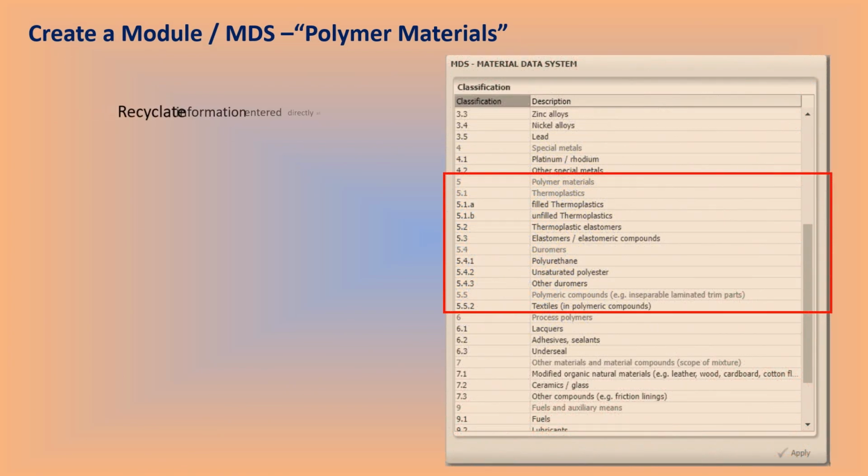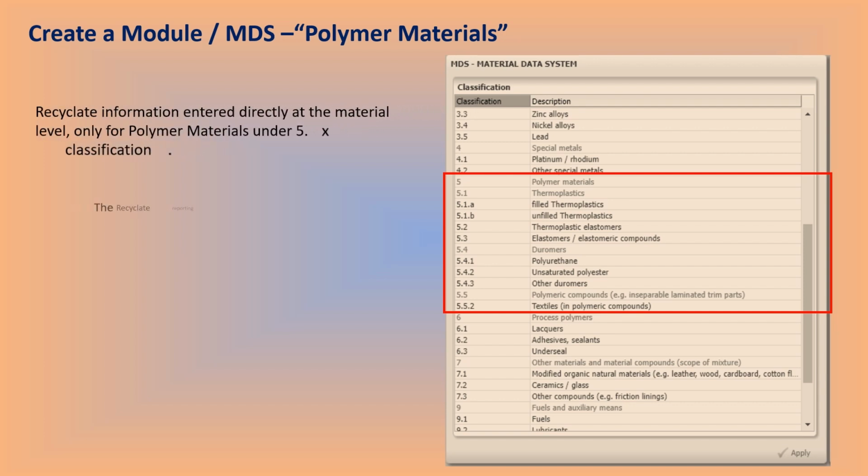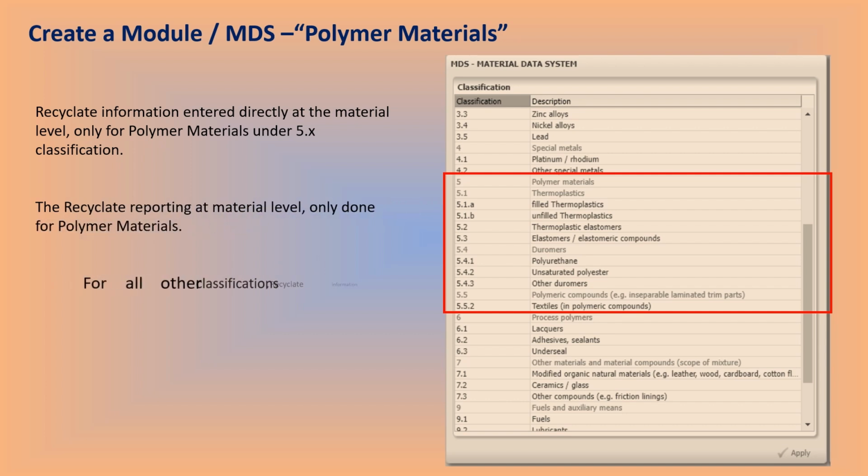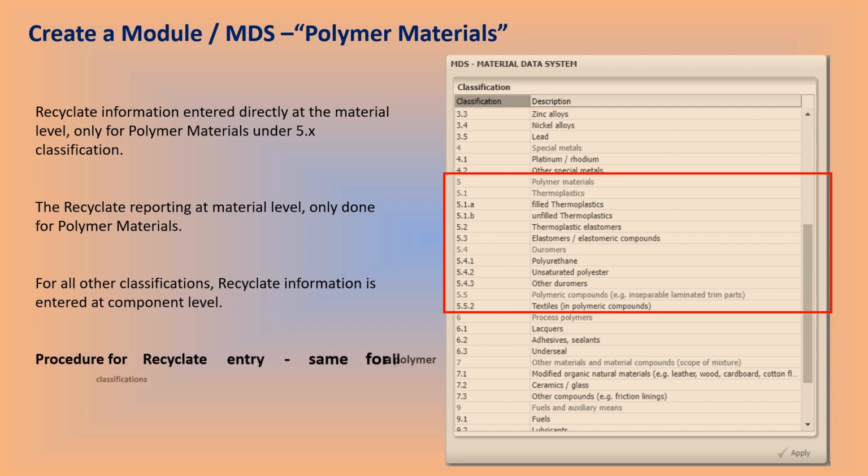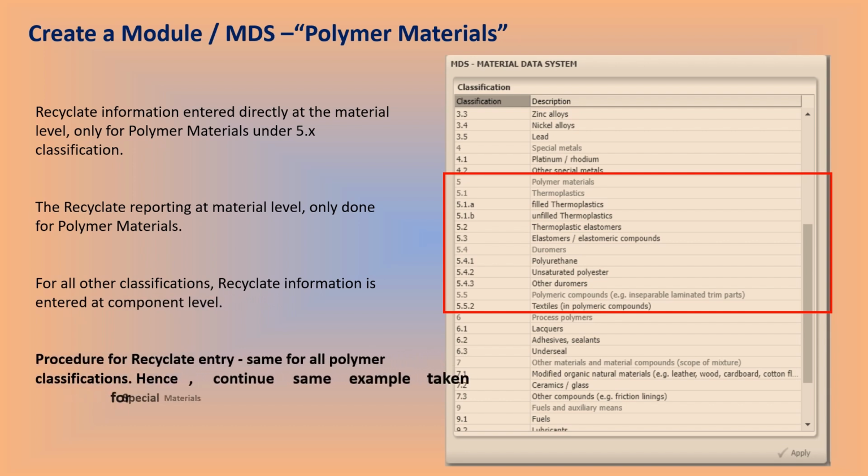Creating a module or MDS for polymer materials. Recyclate information is entered directly at the material level only for polymer materials under the 5.x classification. For all other classifications, recyclate information is entered at the component level. The procedure for recyclate entry is the same for all polymer classifications. Hence, continue with the same example taken for special materials.